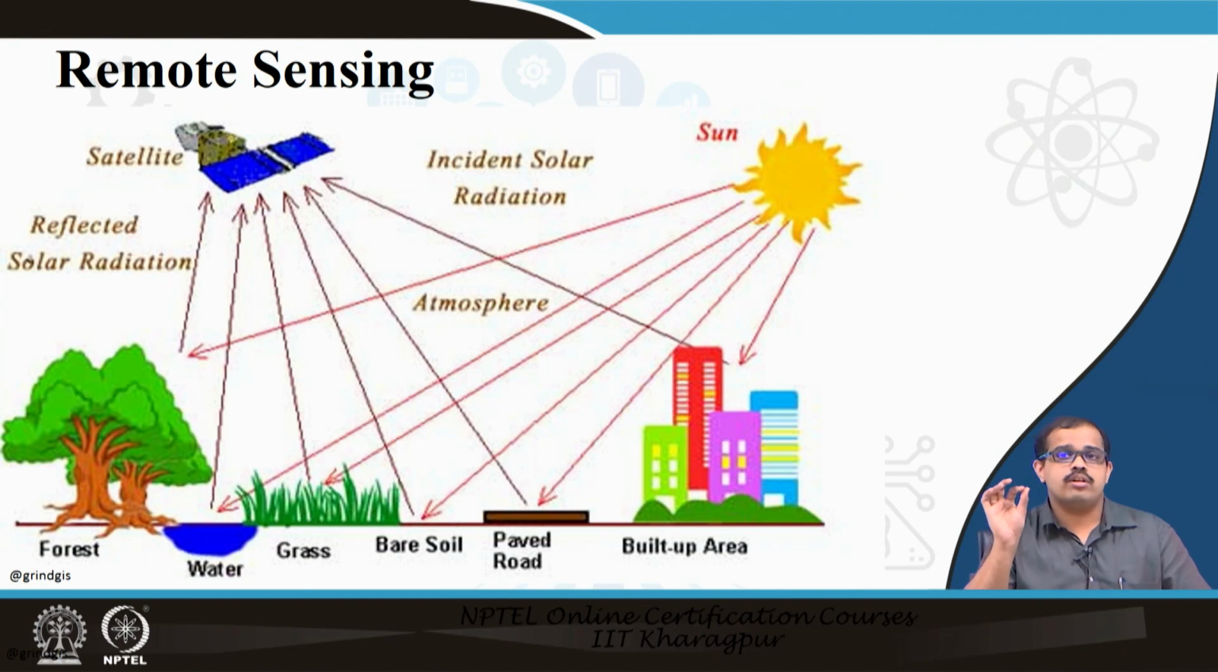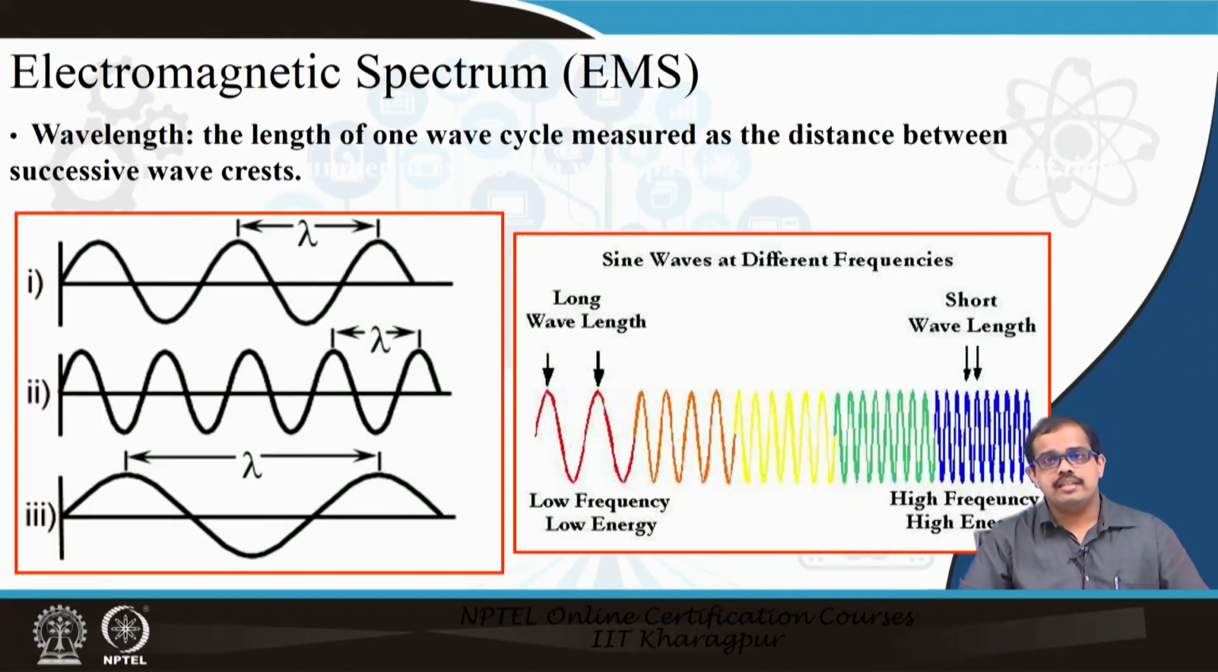That is what is captured by the sensors on the satellite. That amount of reflectivity is what differentiates every aspect on the earth's surface, whether it is an object, an area, or a phenomenon, whatever it is. The amount of energy that is recorded on board a sensor is very different for each of them, and that differentiates everything.